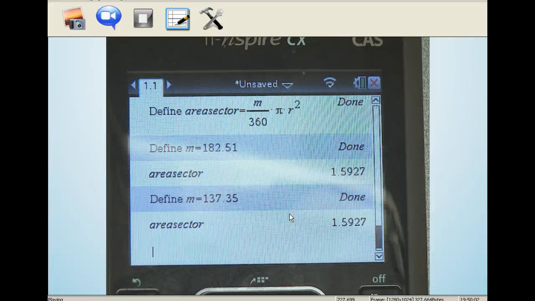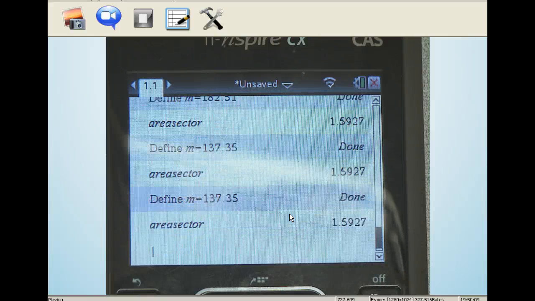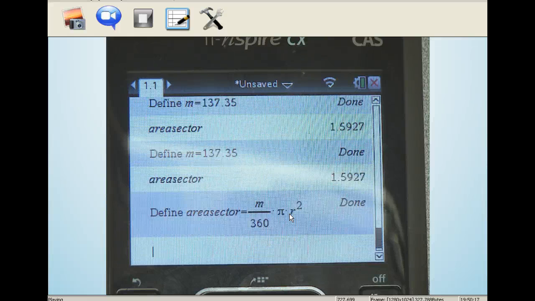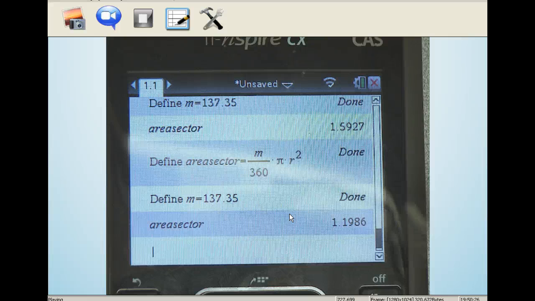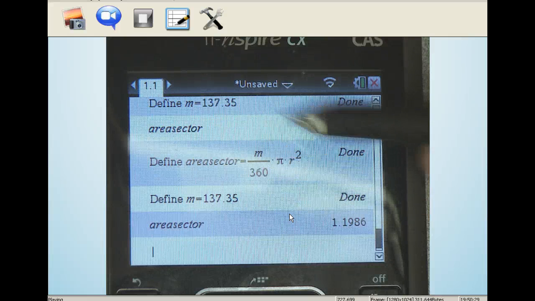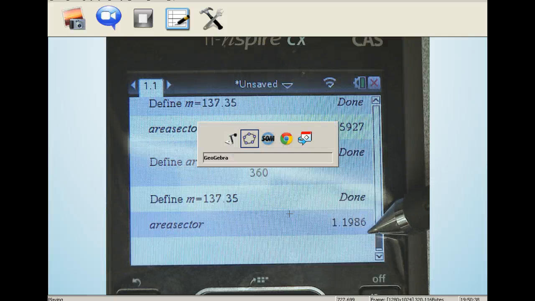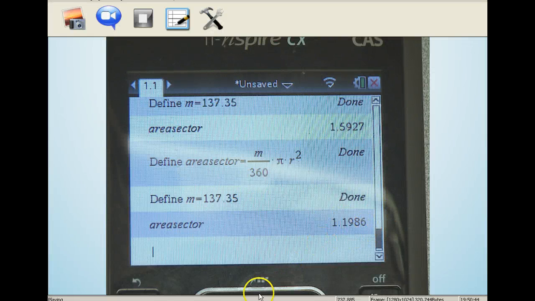And I don't know why. Let's try that again. It's giving me the same exact measurement. That should not be. We're going to go up here and redefine this formula, and then redefine m, and run this again. There's something going on where it's not defining m fully until I redefine the area variable. But in any event, it gives me this measurement for the area of that sector, which rounds to 1.2. I had 1.1986, very close to 1.2.